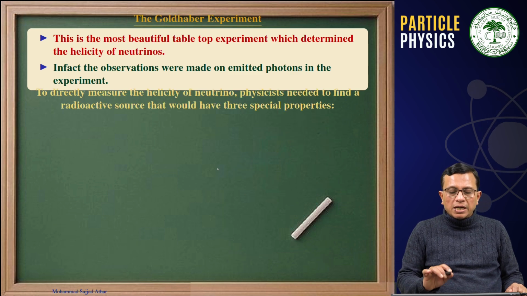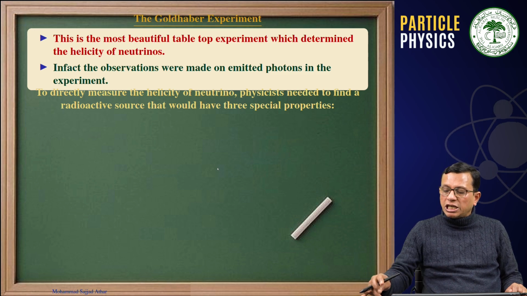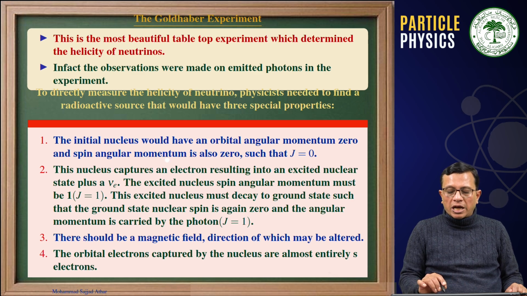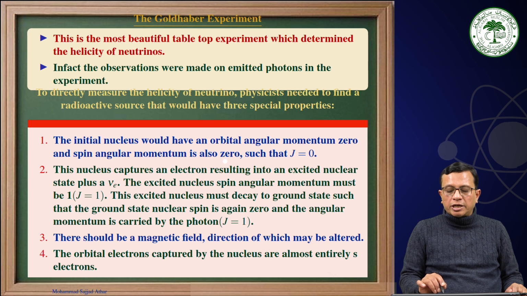Therefore, to directly measure the helicity of the neutrino, physicists needed to find a radioactive source that would have three special properties. What are they? The initial nucleus would have an orbital angular momentum 0, and spin angular momentum is always 0, such that J is equal to 0. This was one choice. The other choice was that this nucleus captures an electron, resulting in an excited nuclear state, plus it releases a neutrino.